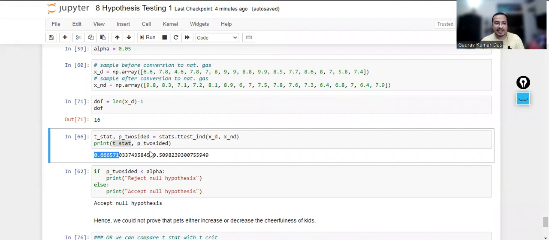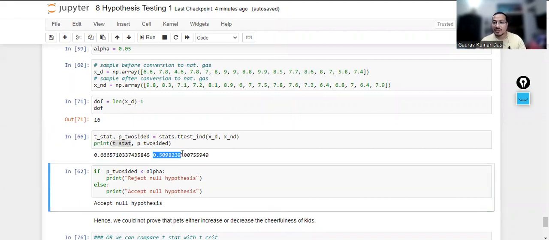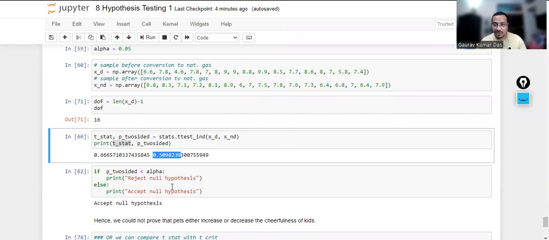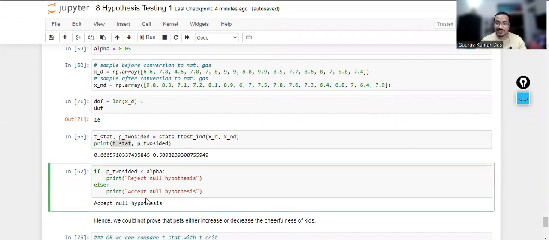And of course, it's less than the critical value. But here we have not calculated the critical value. We're trying to compare the p-value with the alpha. The p-value is pretty big, more than 10 times the alpha value. So of course, we'll accept the null hypothesis.